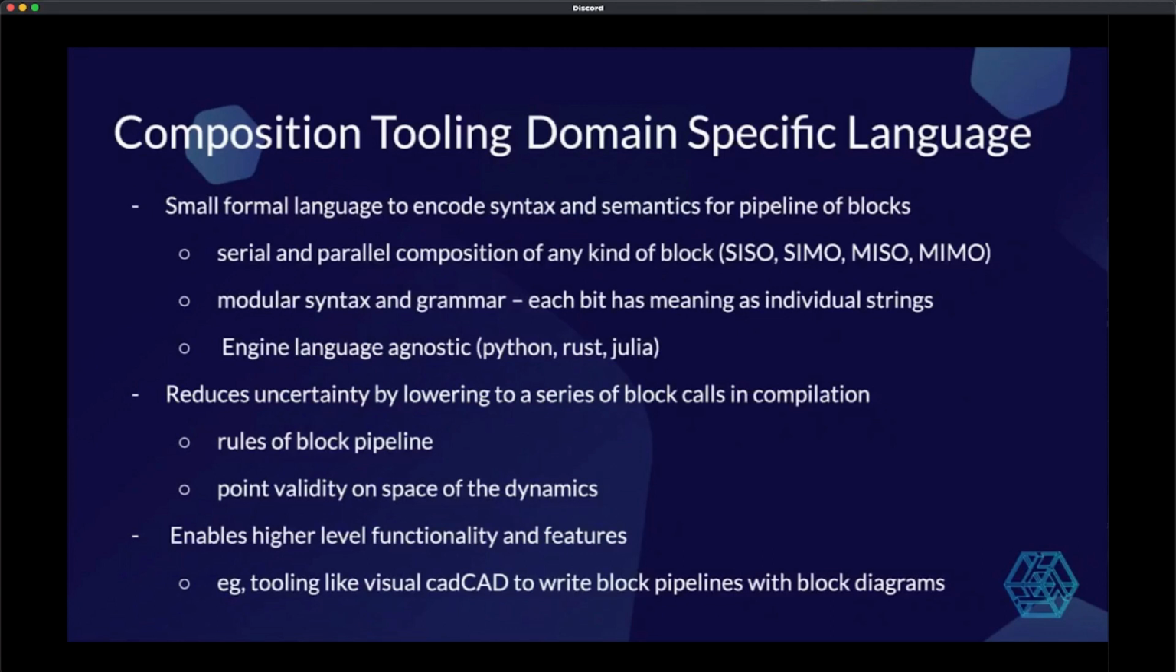And it's going to be agnostic from the Python implementation for reference or the Rust implementation or the Julia implementation. So this language will be unique to the cadCAD sphere. And part of this is it'll help reduce uncertainty around what the rules of the block pipeline are, and because it's going to get down to the compilation level, we can from that point ensure the validity of points on the spaces of the dynamics that are being put together.